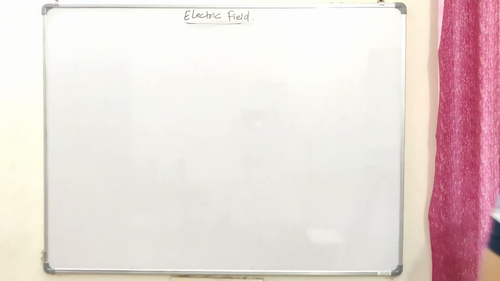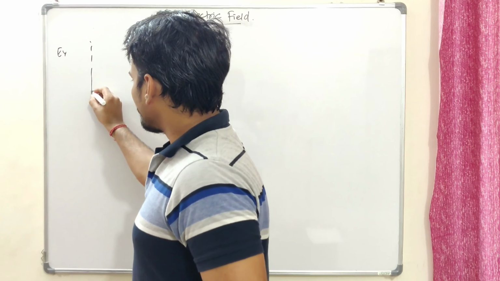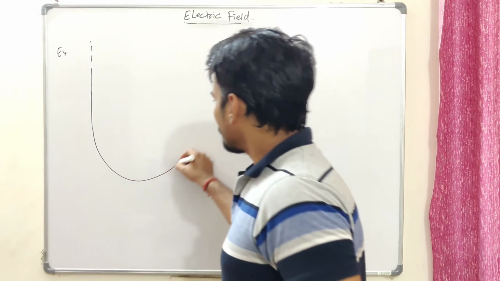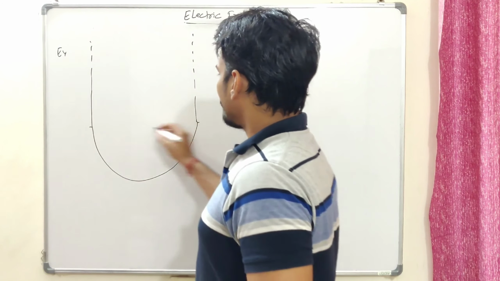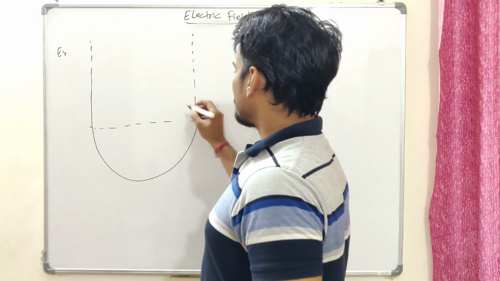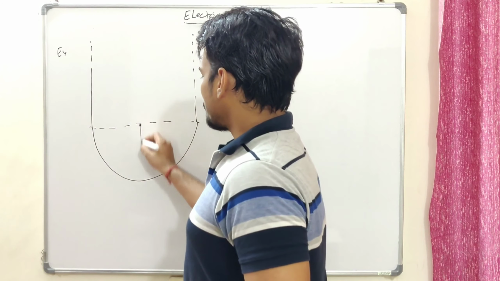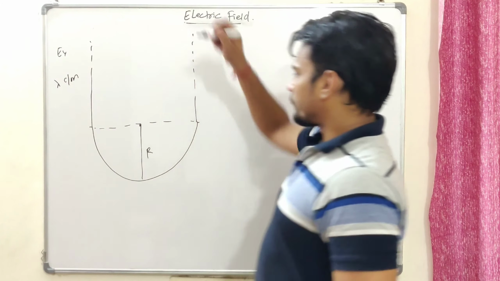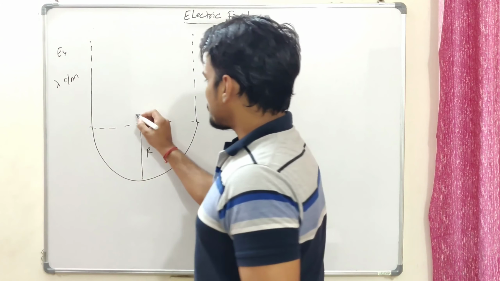Okay, one more example we have. Let's say I have an arrangement like an infinite line coming over here, making an arc, a semicircle, and then going to infinity. Now I want to find the field because of this. Let's say the radius is r, with charge density lambda coulomb per meter throughout it. I want to find the net electric field at this point. Let's say this point is P.